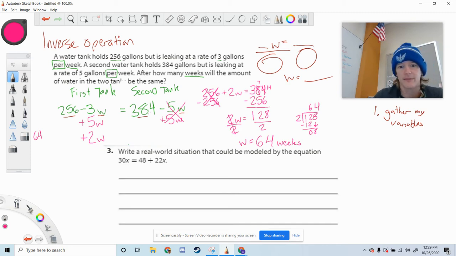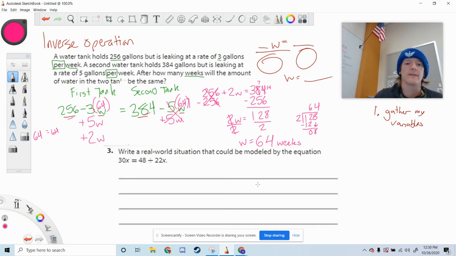And then I'm going to do 5 times 64. I'm going to do 384 minus 320. I have 64. So there's going to be 64 gallons remaining in each tank after 64 weeks. What I did was I just plugged in 64 here, and I plugged in 64 here, and I just solved that. 5 times 64, and I subtracted that from 384. 3 times 64, and I subtracted that from 256, just to check my work.